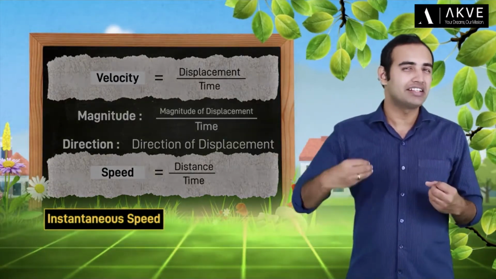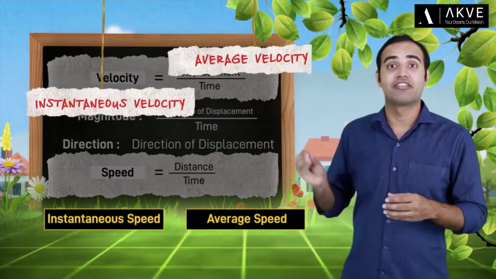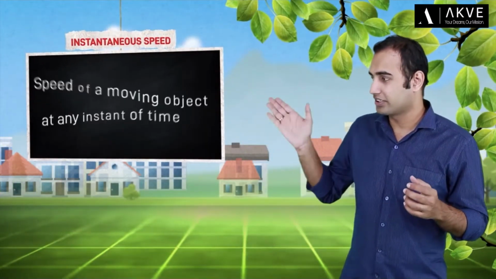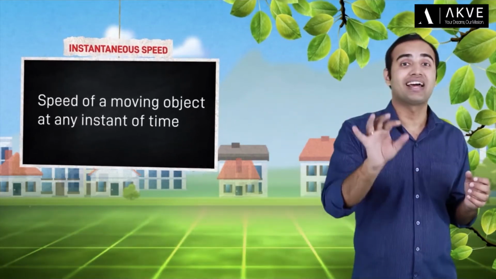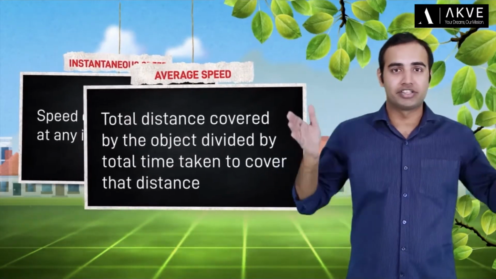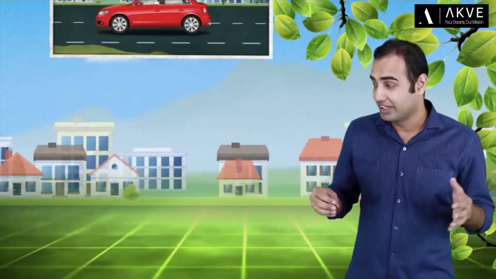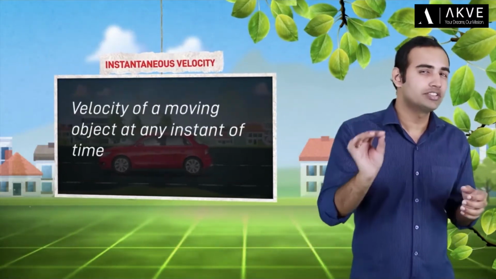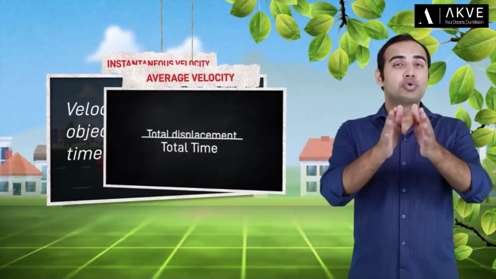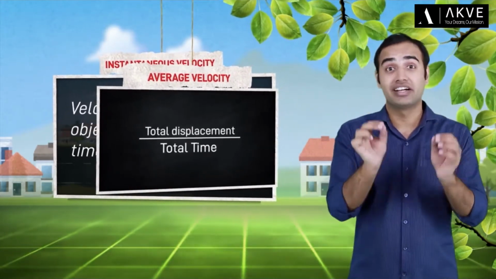Now just like we had instantaneous and average speed concepts, we also have instantaneous and average velocity concepts. And as you already know, instantaneous speed is nothing but the speed of a moving object at any instant of time, while average speed is basically total distance covered by the object divided by total time taken to cover that distance. Now, just like that, instantaneous velocity is the velocity of a moving object at any instant of time, while average velocity is total displacement covered by the object divided by total time taken to cover that displacement.